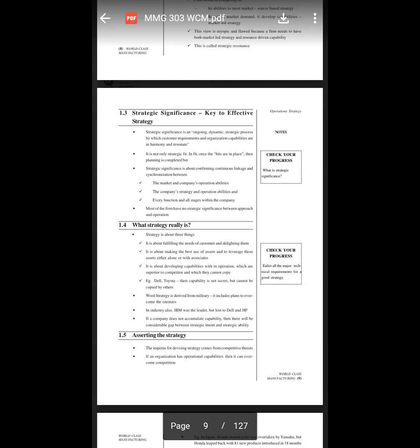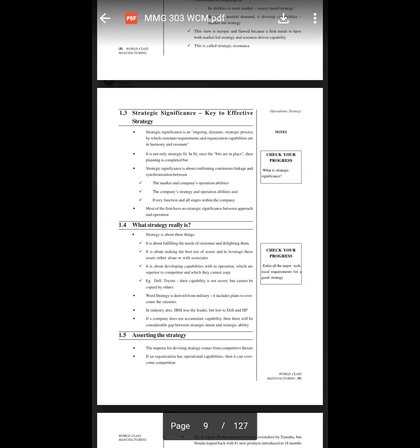Okay, strategy is the important factor. Anywhere you go, you have to make a proper strategy, right? What strategy really is? Strategy is about lots of things. Take an example. It is about fulfilling the needs of customers and delighting them. It is about making the best use of assets and leveraging these assets either alone or with associates. It is about developing capabilities within the operation which are superior to competitors, and which they cannot copy.